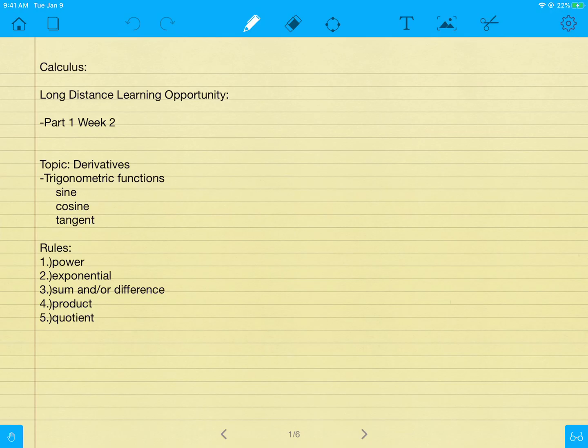Today's topic is based on derivatives again. We're going to stick with that bandwagon. And then we're going to be doing the trig functions, so sine, cosine, and tangent. Now, I know on one of the activities I did on Tuesday last week, I did have some trig functions in there because I knew that we're going to get to them this week. Now, the rules are still the same. We're still following the power rule, the exponential rule, the sum and difference formulas, and then the product and quotient rules. So you're going to see some of those in these problems. But again, our goal is to review how to do the derivatives for trig functions.